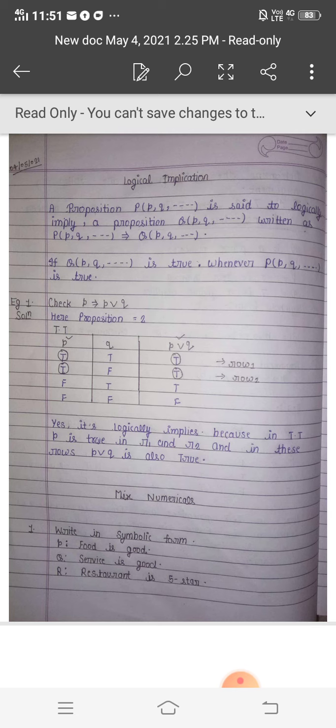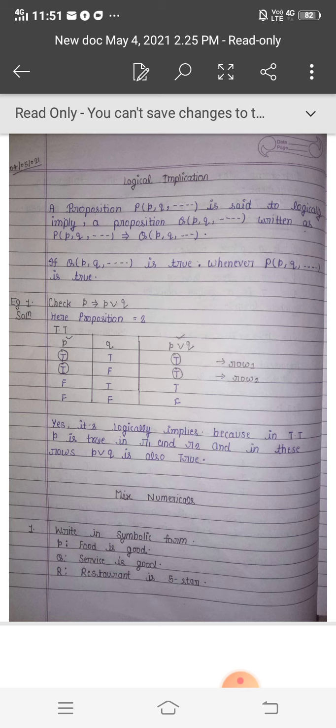It is the same condition as of argument. Here we will check the conclusion Q in the truth table. We will check whenever P, meaning the propositions before the logical implication symbol, are true. Similarly, we will check the conclusion which is given after the sign of logical implication. We will check if premises are true, as we used to do in argument. We will check if P is true. Similarly, we will check the conclusion is also true in the similar rows. If yes, it logically implies.